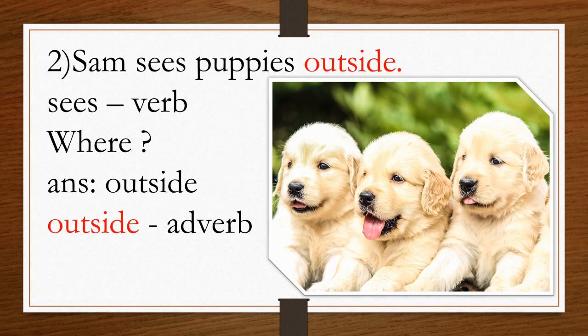Sam sees puppies outside. Here sees is a verb. Where he sees the puppies? Outside. So the word outside is telling more about the verb. So outside is an adverb.